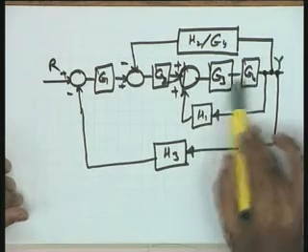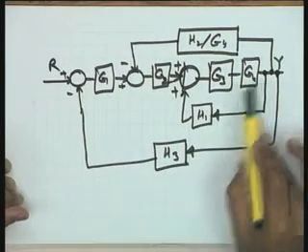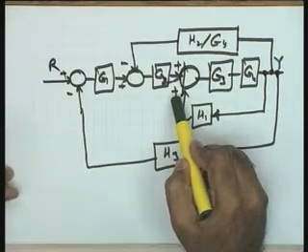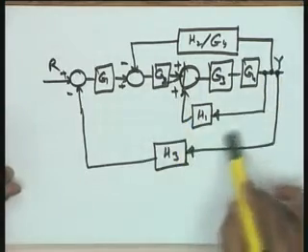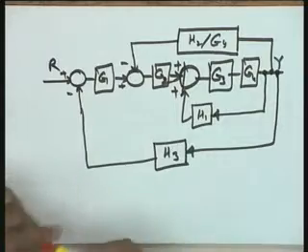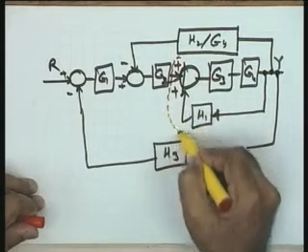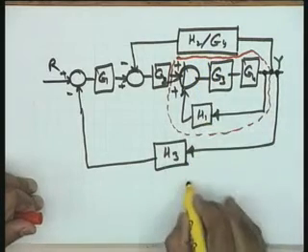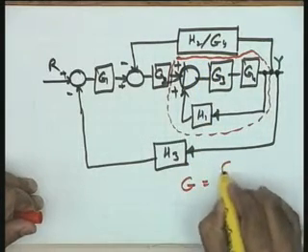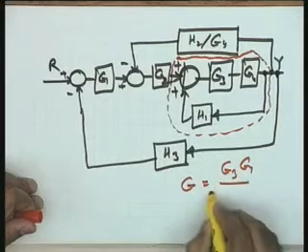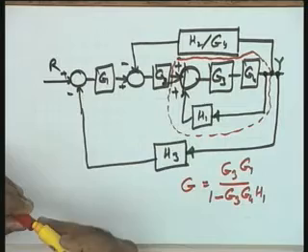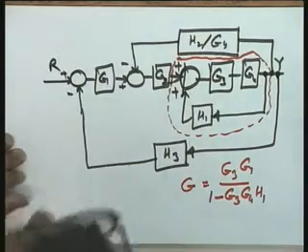G2, G3, G4 in cascade. So, G3, G4 divided by 1 minus G3, G4 H1, this being a positive feedback loop, is the reduced block as far as this diagram is concerned. I am encircling it here. This entire thing now can be replaced as, let us say, G equal to G3, G4 divided by 1 minus G3, G4 H1. Okay? The objective has been realized, because my objective was to reduce it to the basic feedback loop.